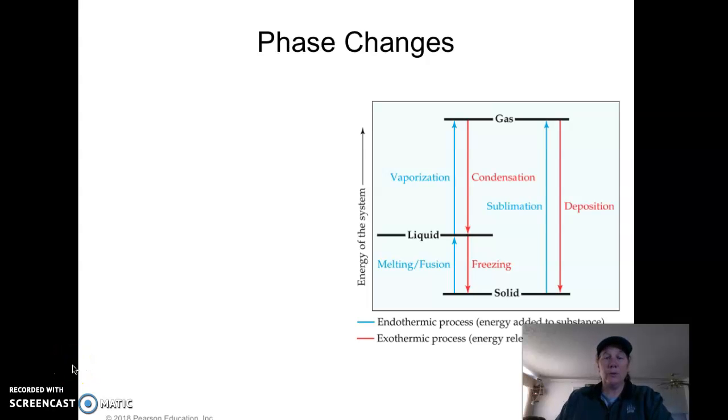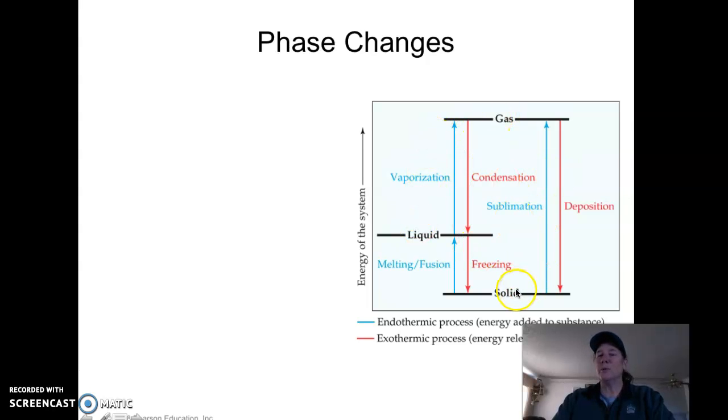The last part of the notes is going to talk about phase changes. And again, when we're going from a solid to a liquid or a gas or back down again, we have melting and freezing. They occur at the same temperature. We have vaporization and we have condensation. This is going one way, this is going the other way.